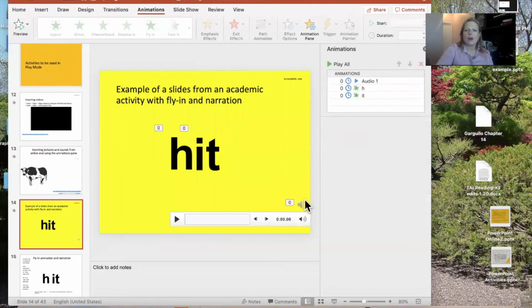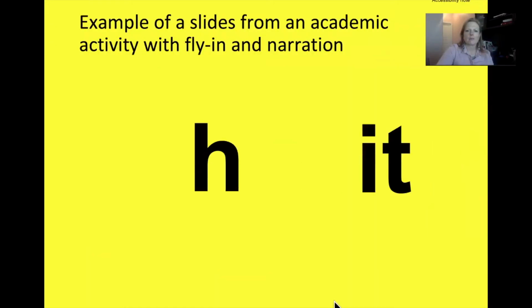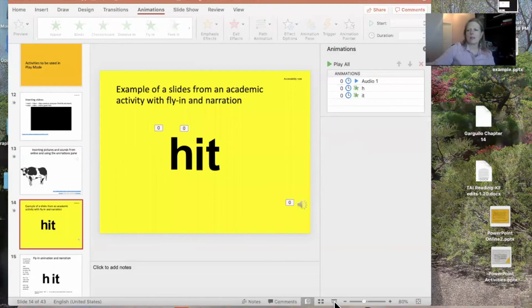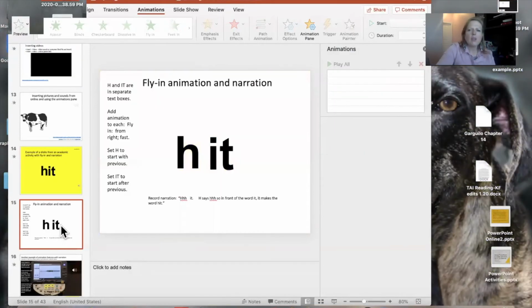This is an example of an academic activity. This came out of a word family activity that I made a few years back. H says so in front of the word it makes the word it. And then there were other slides that had like a batter hitting a ball and that kind of thing. So to achieve that was super easy.